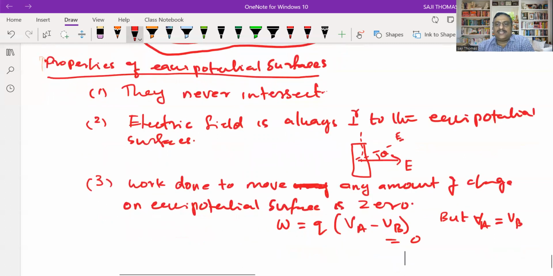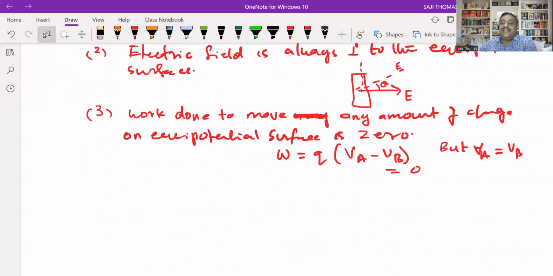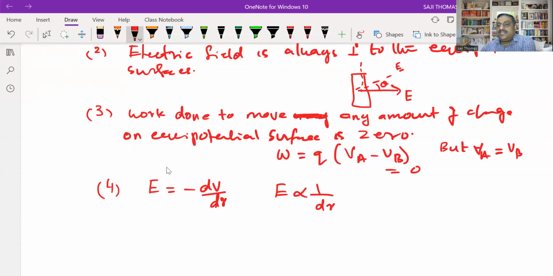These are the properties. One more property we can say, when the field is stronger, equipotential surfaces will be crowded together or closer together. You know this equation, E equals minus dV by dr. We learned electric field is the negative gradient of potential. For constant potential, E is proportional to 1 by dr. That means when the field is strong, the spacing between the equipotential surfaces will be decreasing.